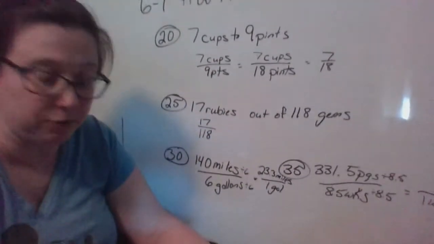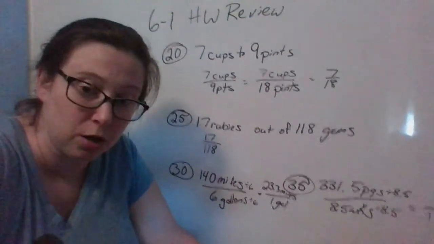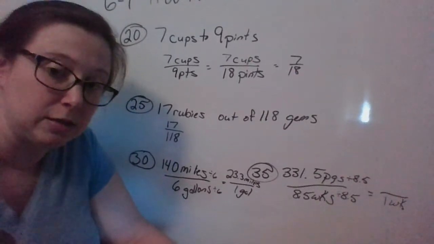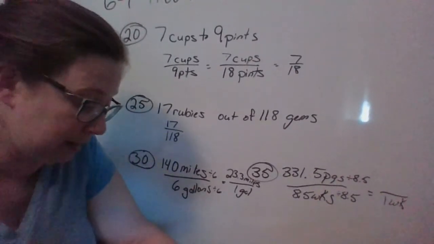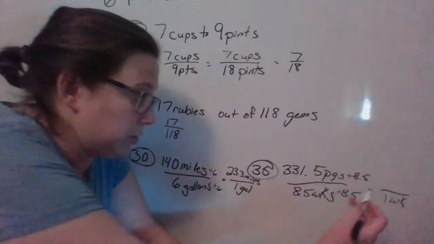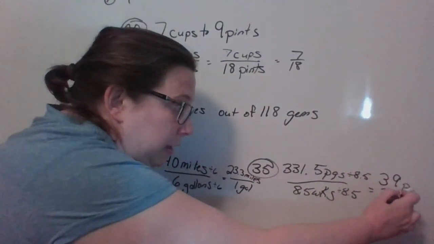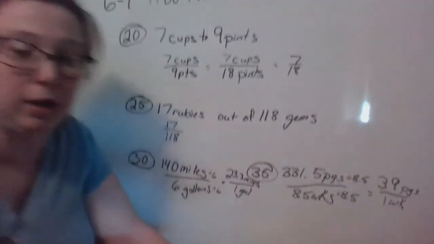And then as far as the pages go, we have 331 and 5/10 divided by 8 and 5/10, and that works out to be 39. So we get 39 pages in 1 week.